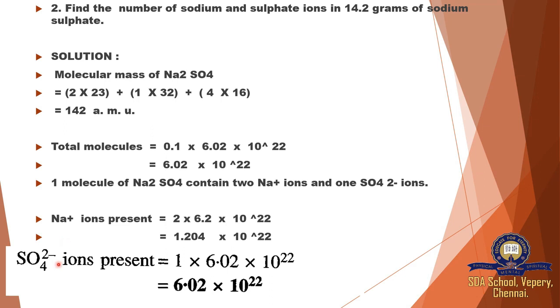Next, sulfate ion. We have only one sulfate ion, so 1 into this Avogadro's number. So we are getting 6.02 into 10 to the power 23. When they ask for particles, we can multiply the number of forming ions with the Avogadro's number.